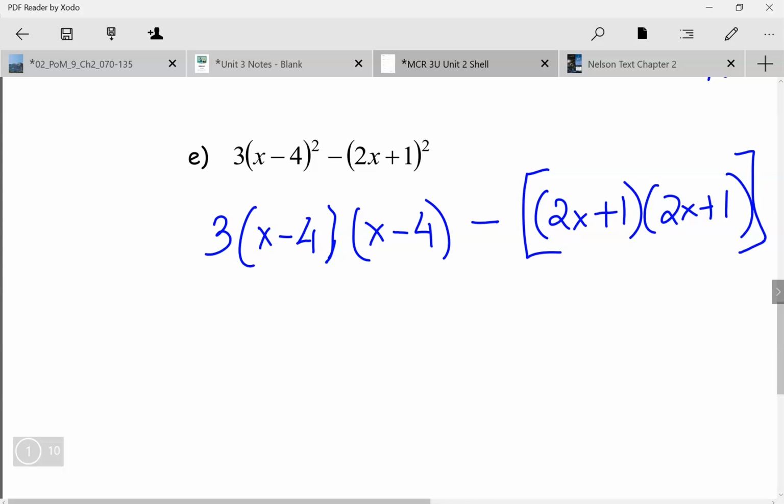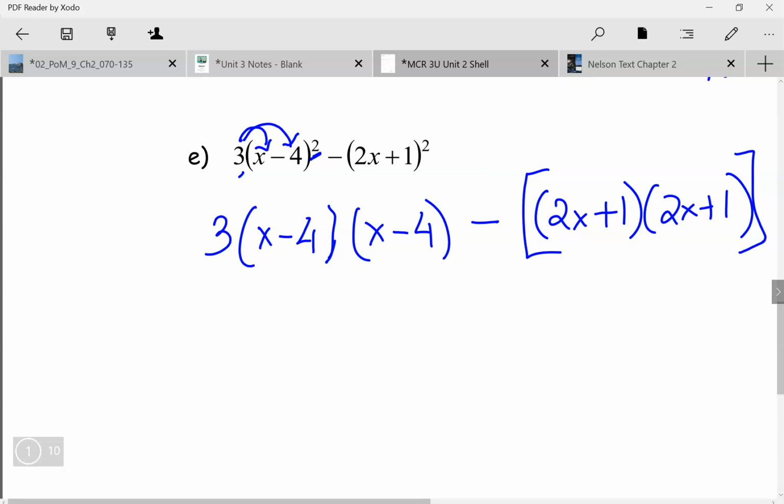3 times x minus 4 times x minus 4. We have to be very careful here not to distribute the 3 into here, because that is not how it works. First thing, we have to do the exponent before we do the multiplication. This is like BEDMAS. Following the rules of BEDMAS, we do the squared first. So we do x minus 4 times x minus 4.